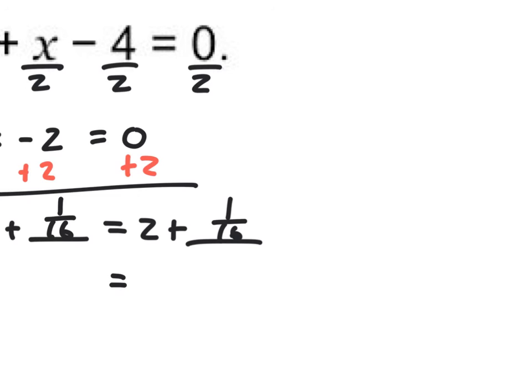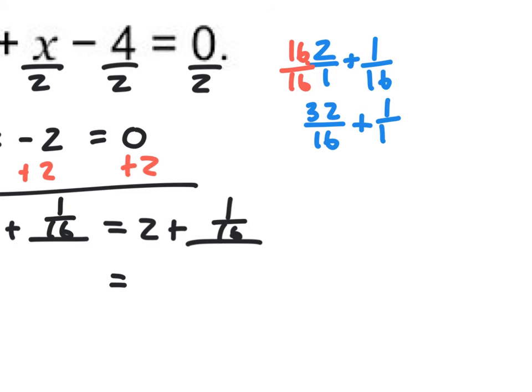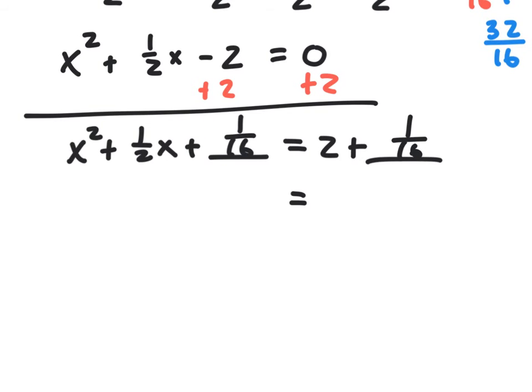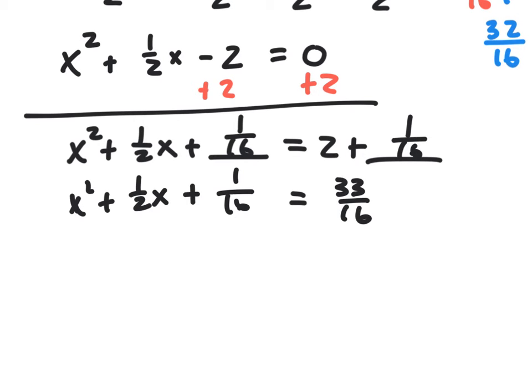Let's do that up here. If I've got 2 over 1 plus 1 over 16, I'm going to multiply this top and bottom by 16 over 16, and this is going to give me 32/16 plus 1/16, which is going to give me 33/16. So let's rewrite that over here. I'm going to say x squared plus 1/2 x plus 1/16 is equal to 33/16.